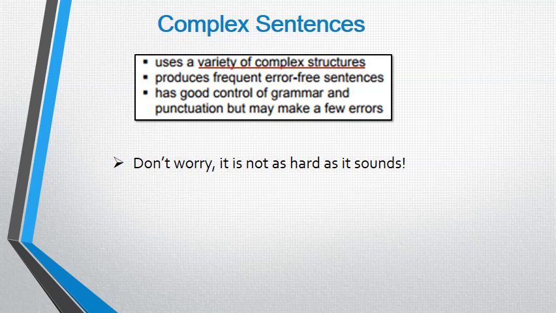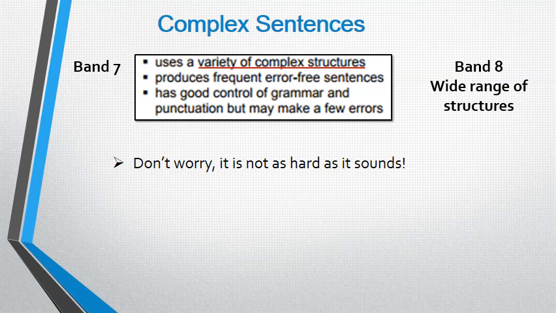The third conditional. Now, we need complex sentences in our essays because to get a band 7 we need to show a variety of complex structures. If you want to get a band 8, you need to show a wide range of structures. But don't worry, it's not as hard as it sounds. The third conditional is one of many different types of complex sentences you can use to do this. So let's take a look at it now.